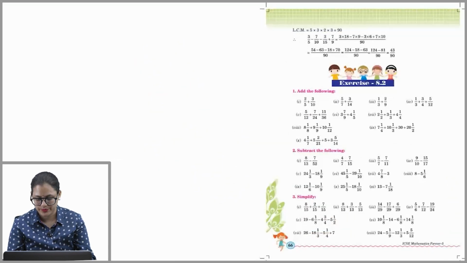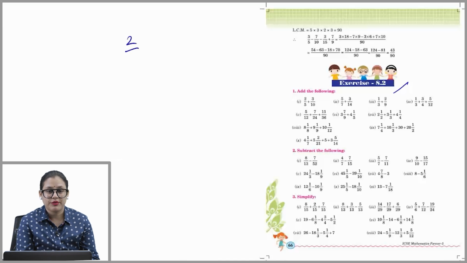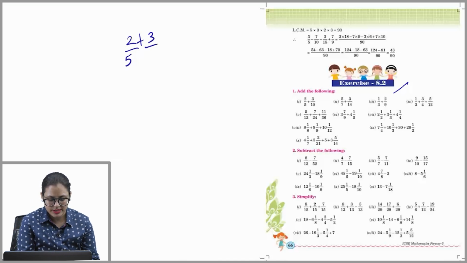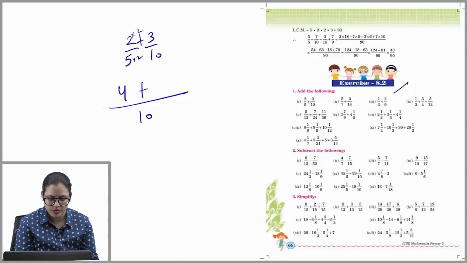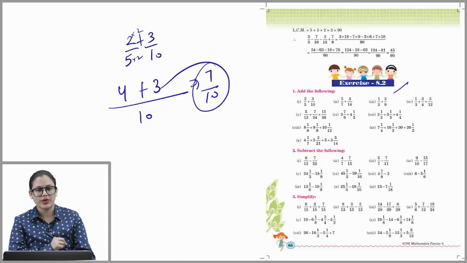Exercise 8.2. 2/5 plus 3/10. Okay. Let's take the LCM. LCM is 10. So you will multiply this by 2 and here also 2. 2 into 2 is 4 plus, there 10 is already here, so no need to multiply. So the answer is 7/10. Okay, students.